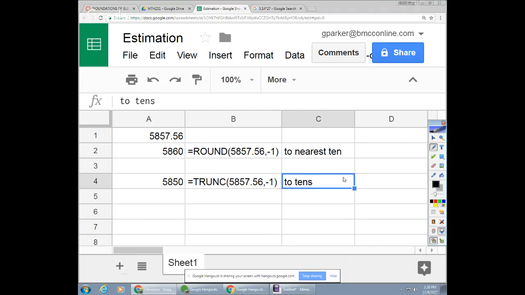And with truncating, we really can't say it's to the nearest 10 because we didn't consider that. Rounding does consider that. Here I just truncated to the tens place. Round down would do the same thing, so I'll just show that.